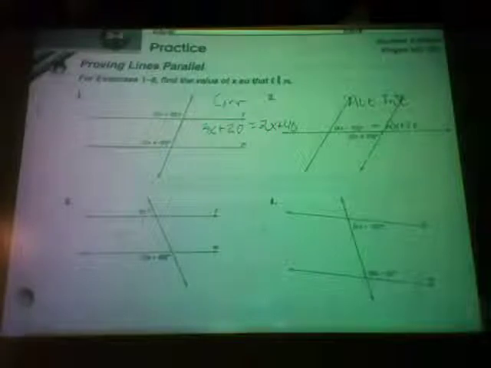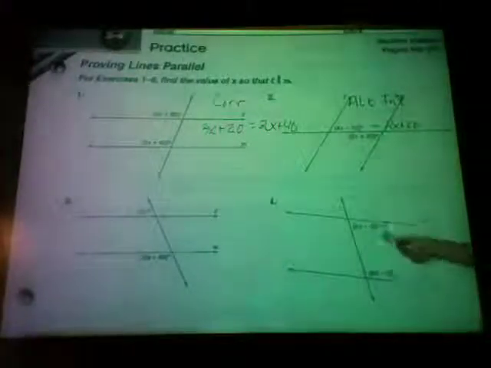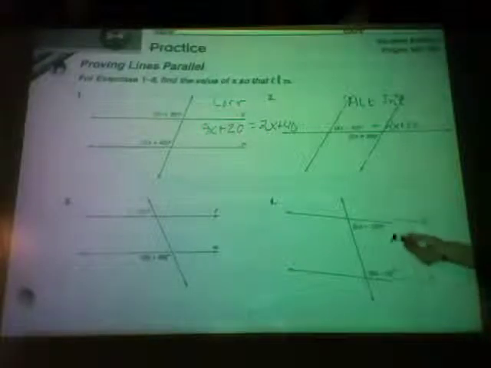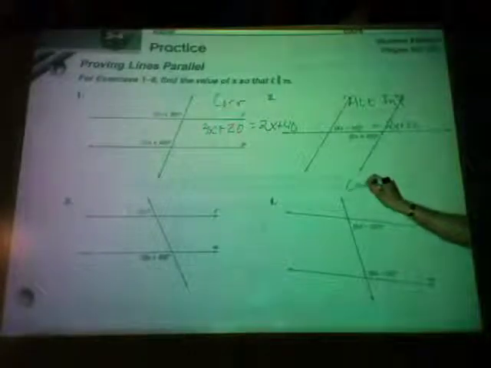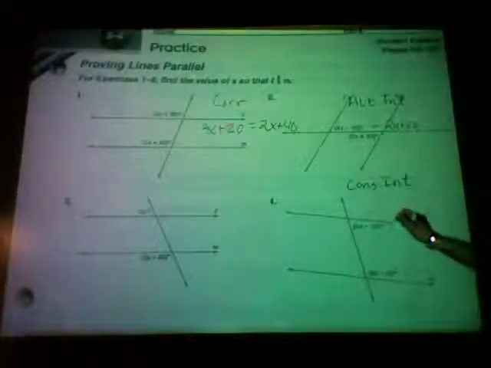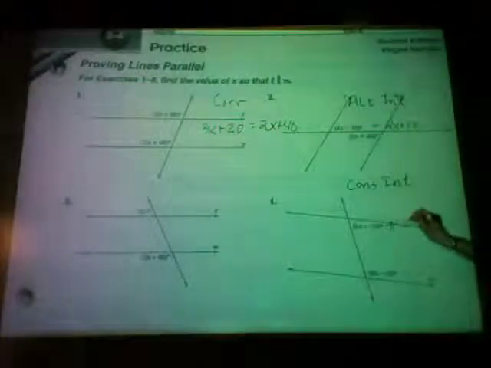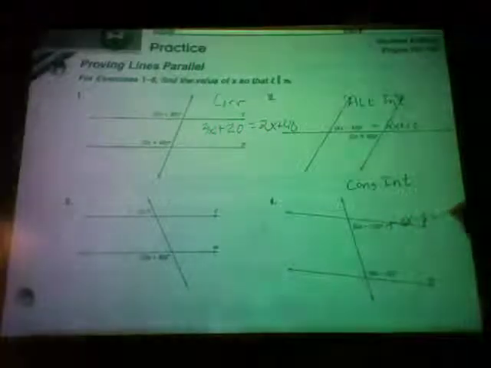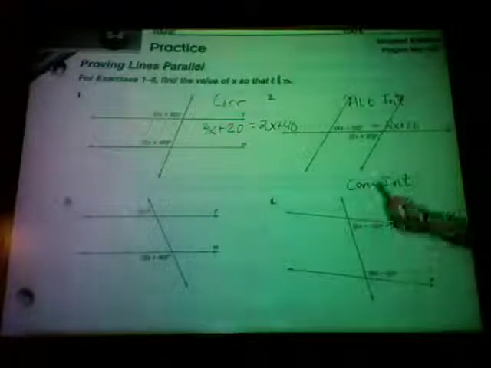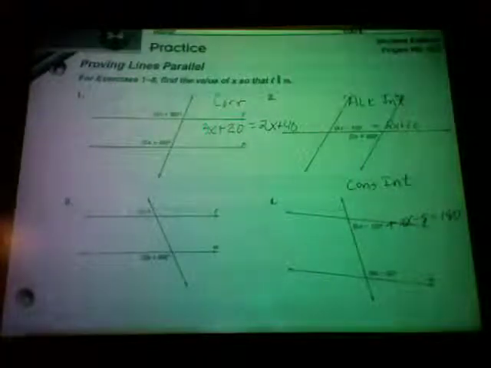Look at number 4. Do these have a relationship? Same side of the transversal. Consecutive interior. What do you know about consecutive interior? Those are supplementary. So you're going to add them together and set them equal to 180. Solve. Now, that's number 4. Now look at number 3.